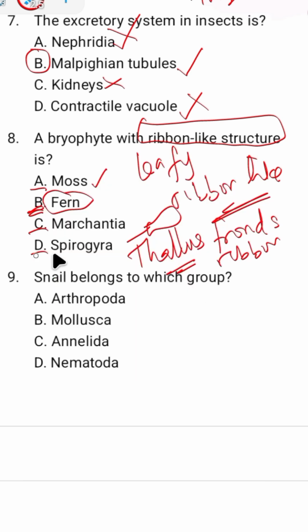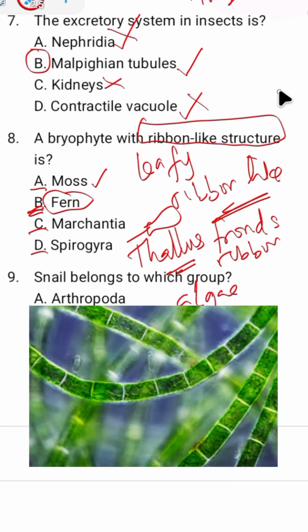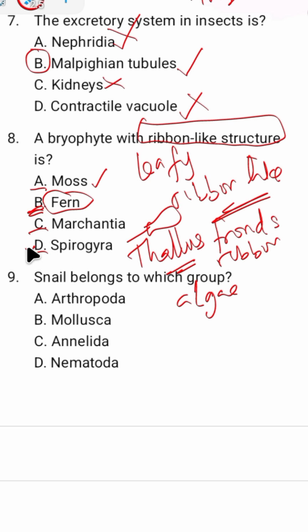Okay, last option there is spirogyra. So spirogyra is actually an algae, or you can say alga, that's the singular form. It is not a bryophyte. It's a filamentous algae because it forms thread-like structures, not ribbon-like structures. So this one is not the answer. Moss is not the answer. Fern is not the answer. The correct answer there is marchantia. Okay, that's option C. Take note of that.